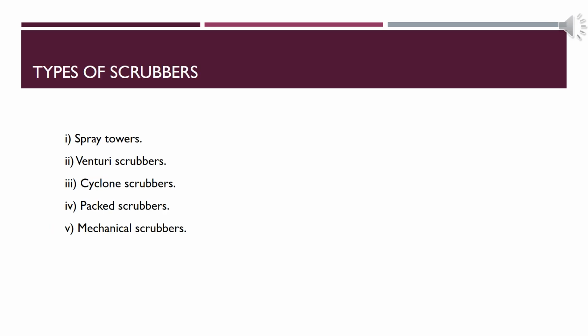The various types of scrubbers are spray towers, Venturi scrubbers, cyclone scrubbers, packed scrubbers, and mechanical scrubbers. The simpler types of scrubbers with low energy inputs are effective in collecting particles above 5 to 10 micron in diameter, while the more efficient, high energy input scrubbers will perform efficiently for collection of particles as small as 1 to 2 micron in diameter.